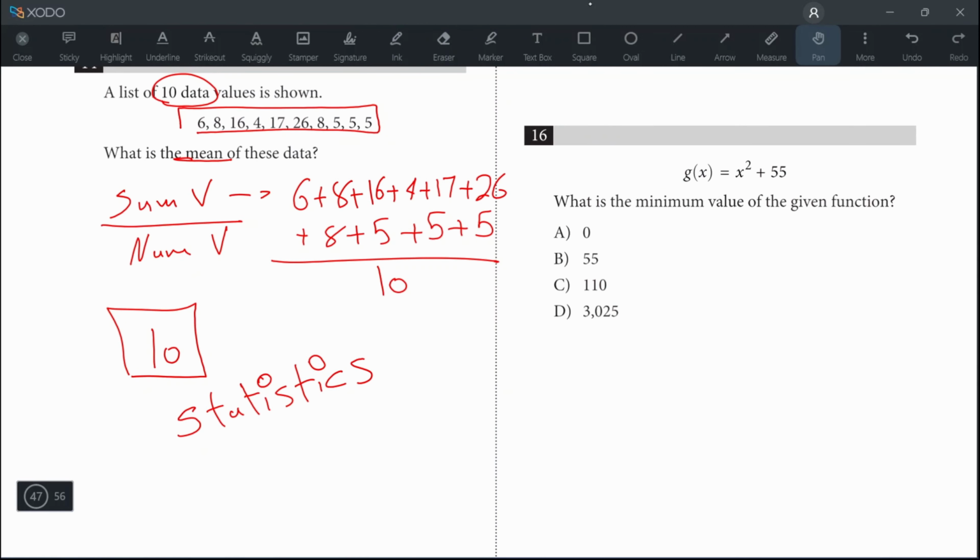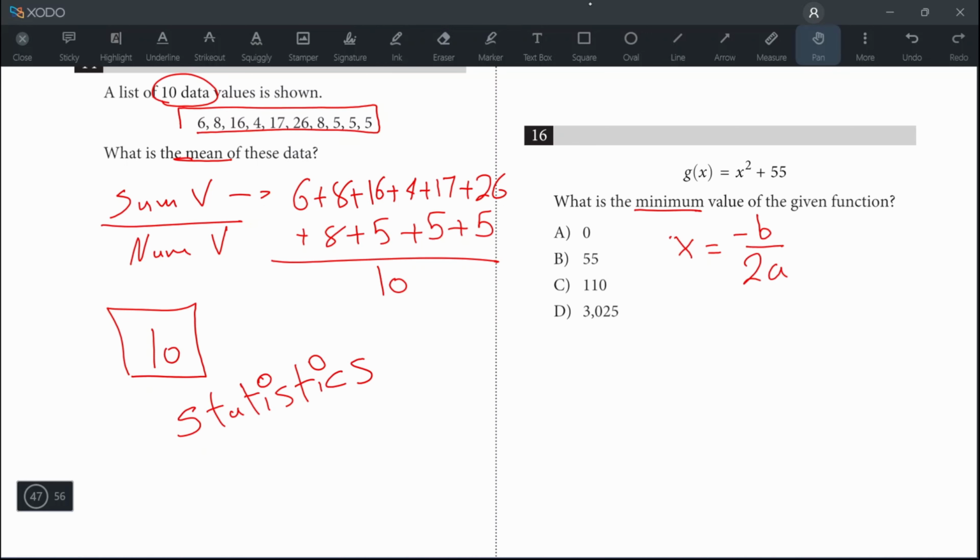Now, what about question number 16? What is the minimum value of the given function? Whenever he asks you about the minimum or the maximum value of a quadratic function, we need to find the vertex. So how can we find the x value of the vertex? The x value of the vertex is equal to negative b over 2a.